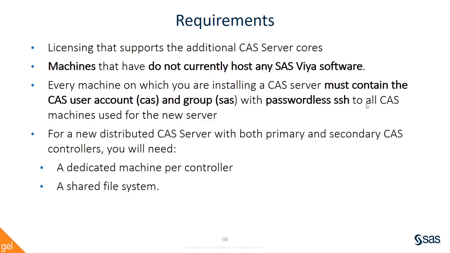The new machines that you're going to use for your additional CAS server cannot or should not contain any other VIA software. So I don't want to reuse something that's running mid-tier information, for example, as a CAS server. I want it to be a blank machine. I want it to not have any other CAS processes running on it or VIA processes. And then, of course, I still have to adhere to all of the prerequisites as far as being able to SSH among machines.